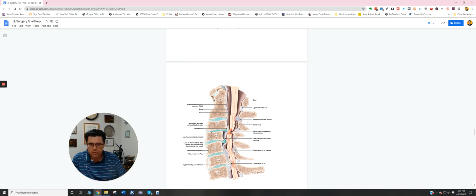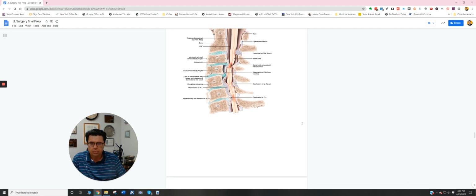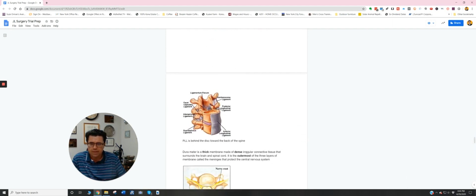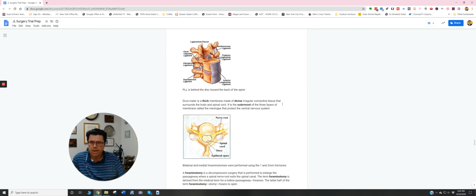You could see here on the illustration the types of things he had to go through to get there. And yeah, the PLL is behind the disc toward the back of the spine. You can see it here. And in front, there's the anterior longitudinal ligament. And the posterior is right there behind the disc. And then the dura matter is a thick membrane made of dense connective tissue that surrounds the brain and spinal cord. So that's the dura.